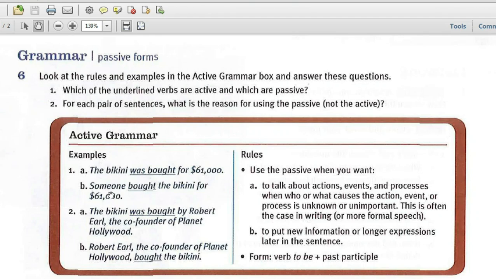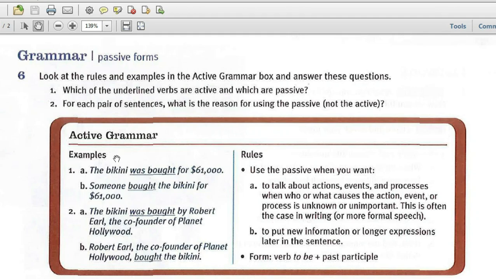But if you put someone in the beginning, it means the someone here is important. Someone bought the bikini. And of course, when you say someone bought the bikini, you want to tell that there is a mystery person. You have to be careful when you use this passive form. Sometimes you're confused between passive form or active form because you don't really understand the meaning.